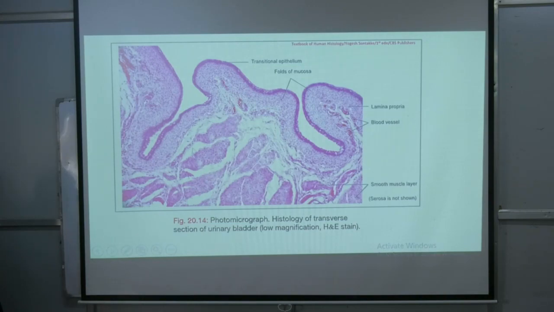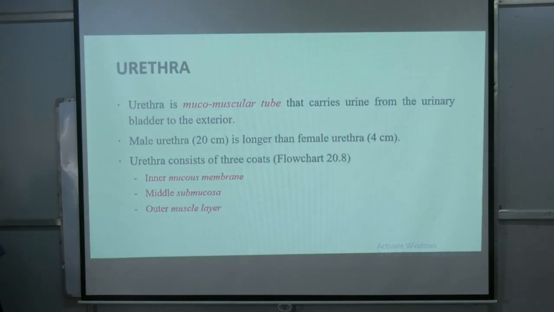This is the layer you are seeing here, the muscle layer, or smooth muscle. These smooth muscles have a special name. We call them the detrusor muscle layer. So this is what we talk about in the urinary bladder.